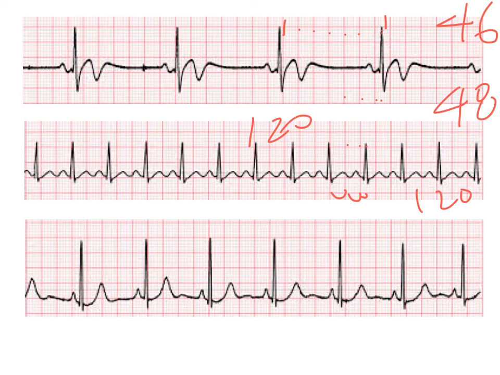One last example. Between these two QRSs, I have 1, 2, 3, almost 4 large boxes. So 300 divided by 4 would give me 75. If I wanted to do it the other way, it would be 0.2, 0.4, 0.6, 0.8, then 60 divided by 0.8, which gives me 75. So you'll be able to determine a patient's heart rate by just doing this calculation.